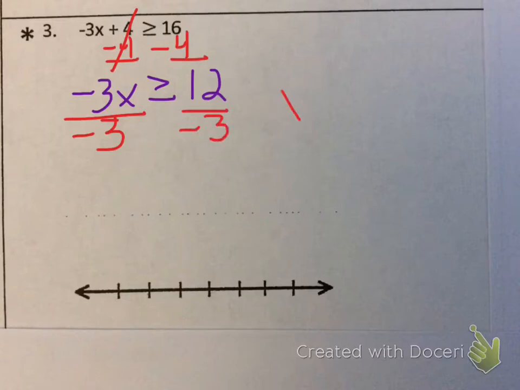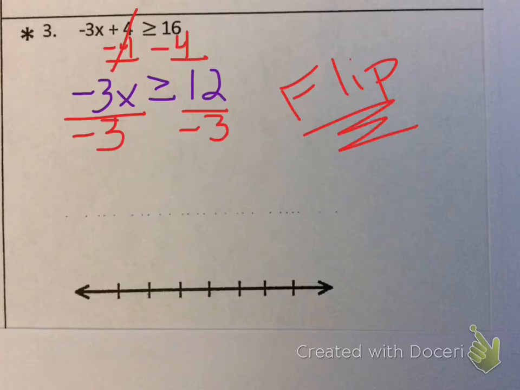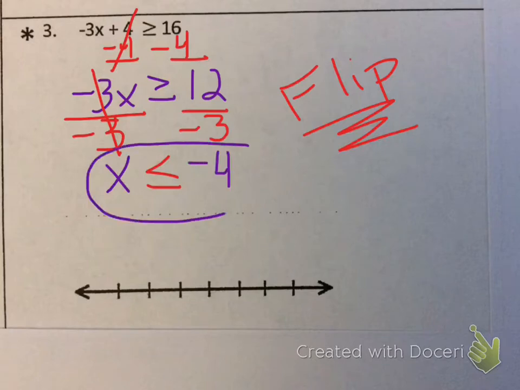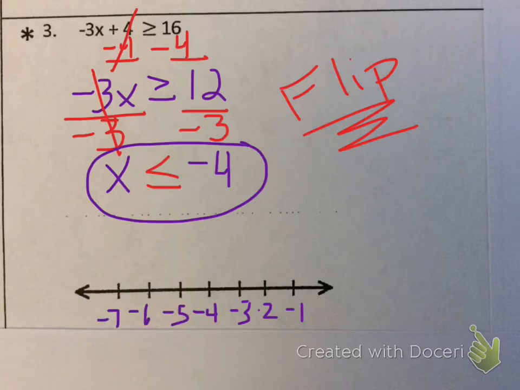And what happens when I divide by a negative? I need to flip my symbol. So my greater than or equal to becomes less than or equal to. My negative 3's cancel out, and I am left with x is less than or equal to negative 4. So here's negative 4, negative 3, negative 2, negative 1, and negative 5, negative 6, and negative 7. Less than or equal to gives me a closed circle, and the numbers that are less than negative 4 would be all these to the left here.